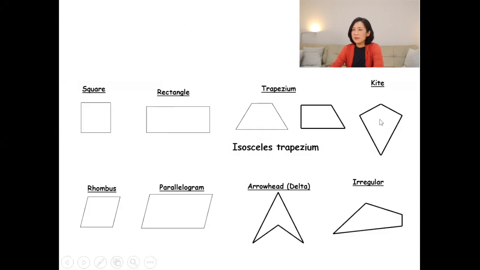Right, so have a look at some more quadrilaterals. Trapeziums: can you see that we have an isosceles trapezium? This shape is a trapezium since it has only one pair of parallel lines. But as you can see, two sides are equal and two angles are equal. That's why this is called the isosceles trapezium. Then we also have another quadrilateral called the delta. It looks like an arrowhead, right? And finally, I also have an irregular quadrilateral as well.